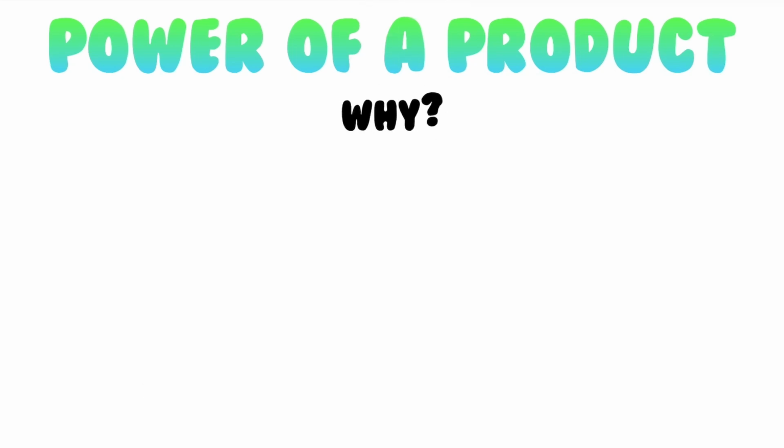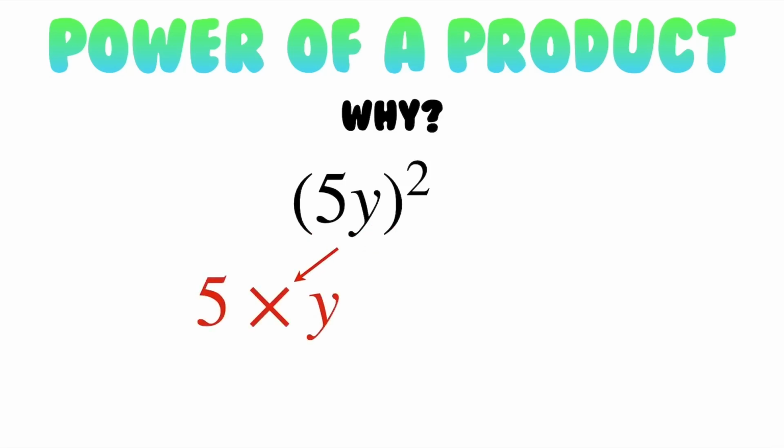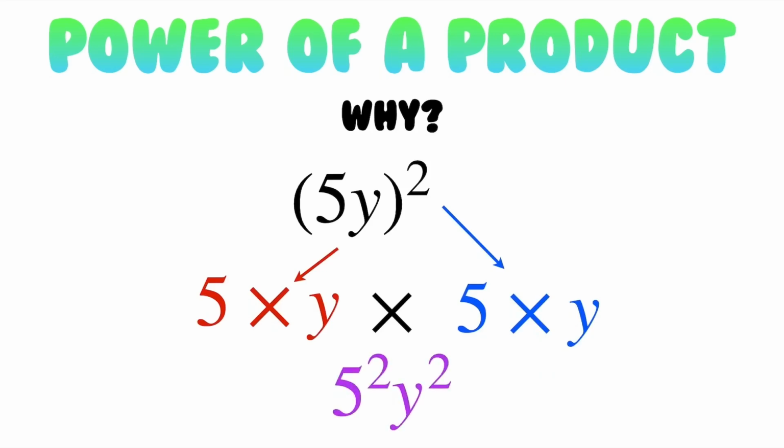And why does this property work? Well, think about (5y) squared. What is 5y? That's 5 times y, right? And what does the squared do? It gives you 5 times y times 5 times y. So you get 5 squared y squared, which simplifies to 25y squared.